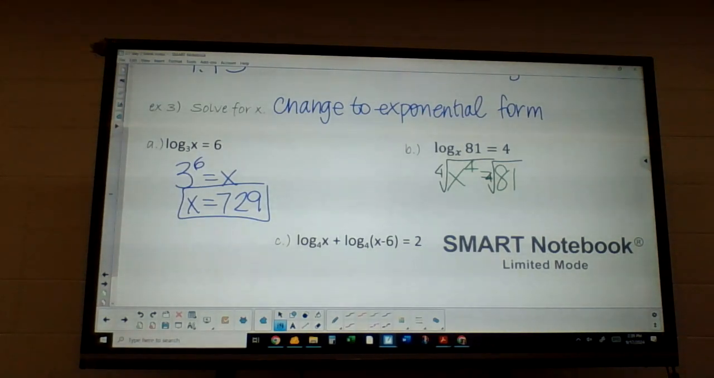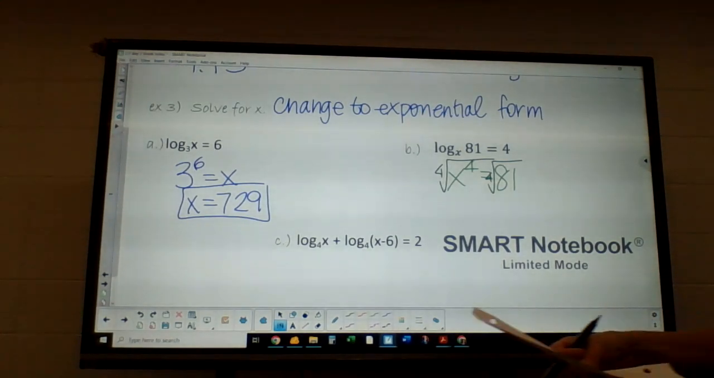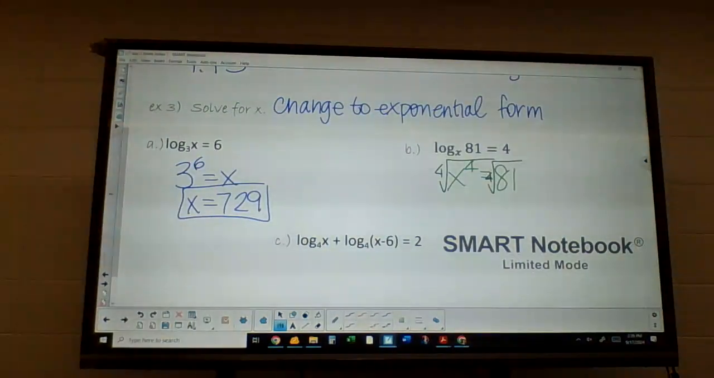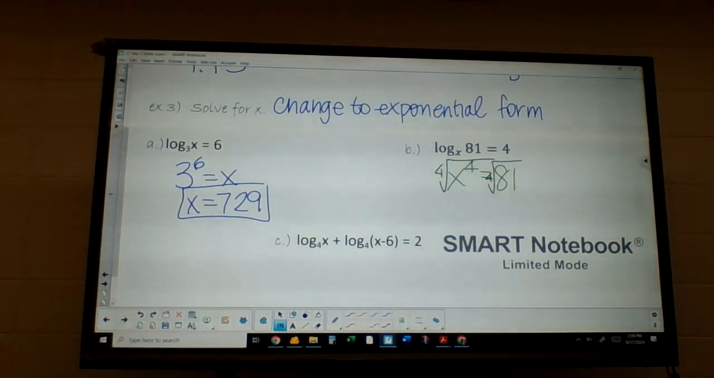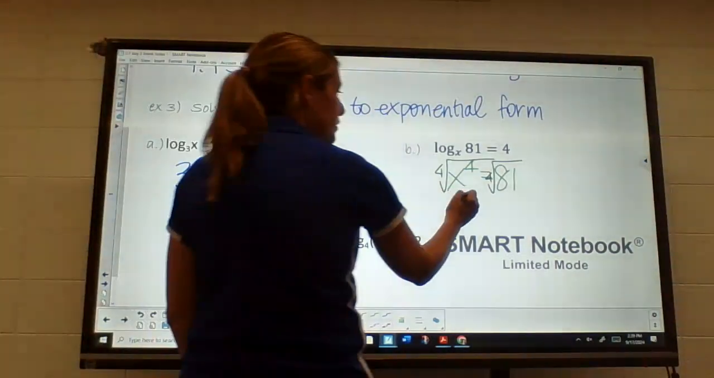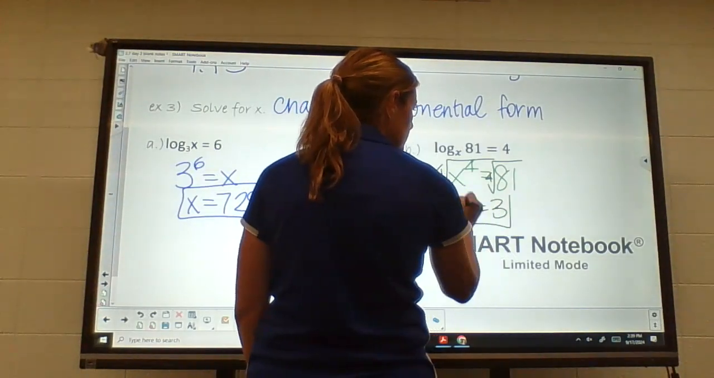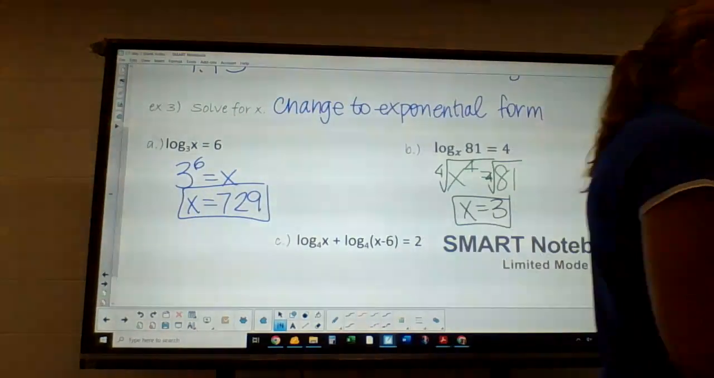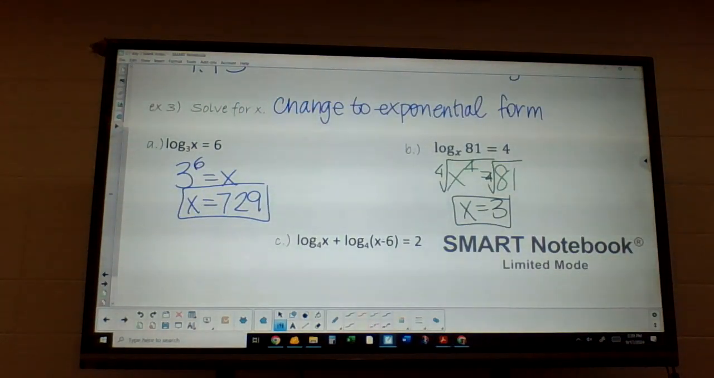It's okay. No judgment. 4th root of 81. And what do we get for that? 3. We should get 3. Are you guys all finding the 4th root on your calculator? Your calculator should be able to do the 4th root.